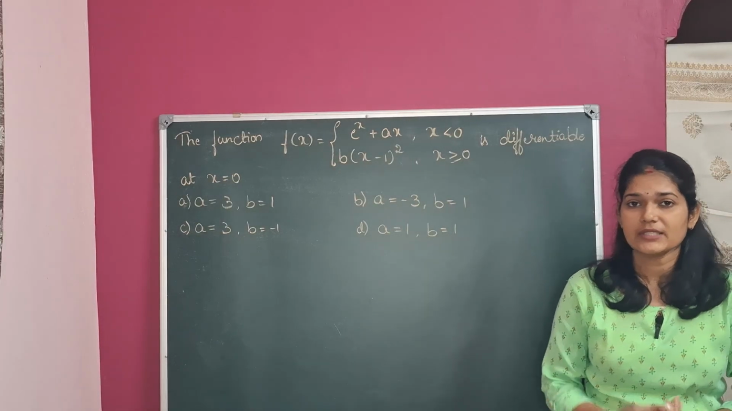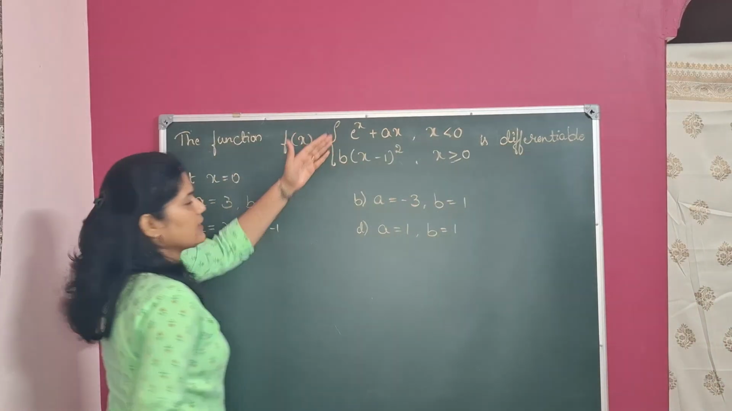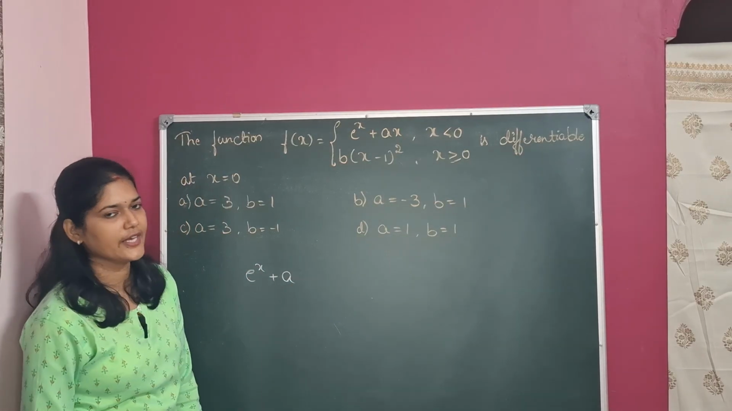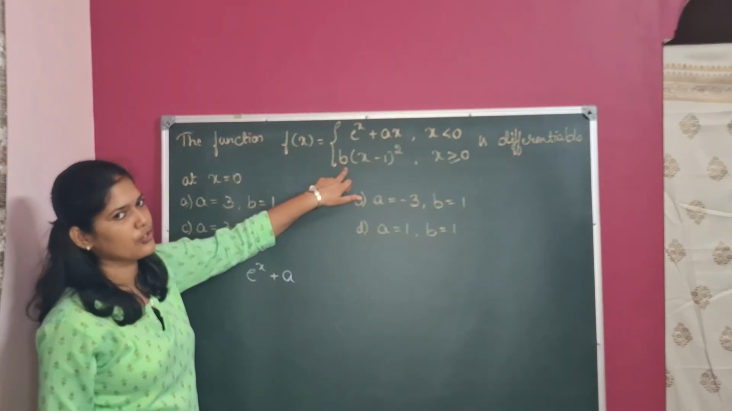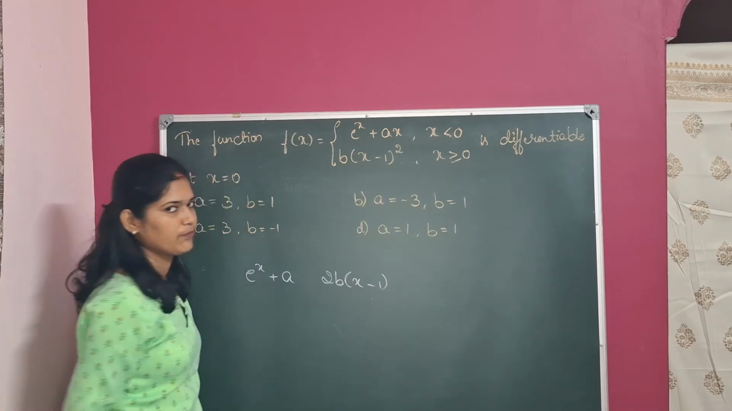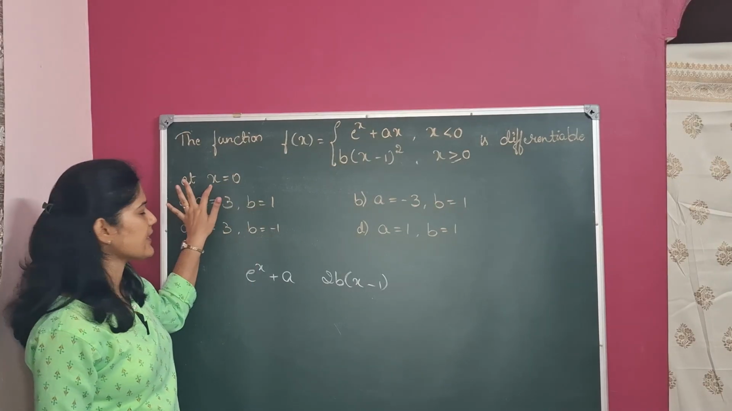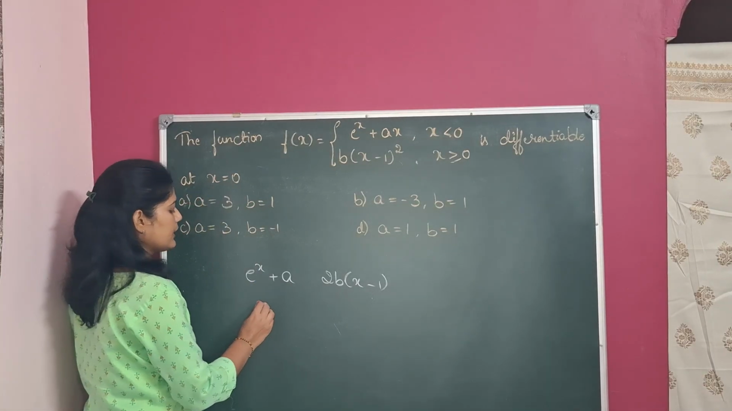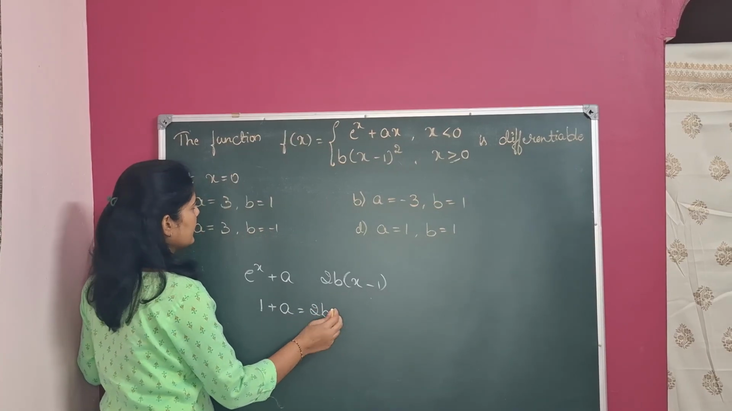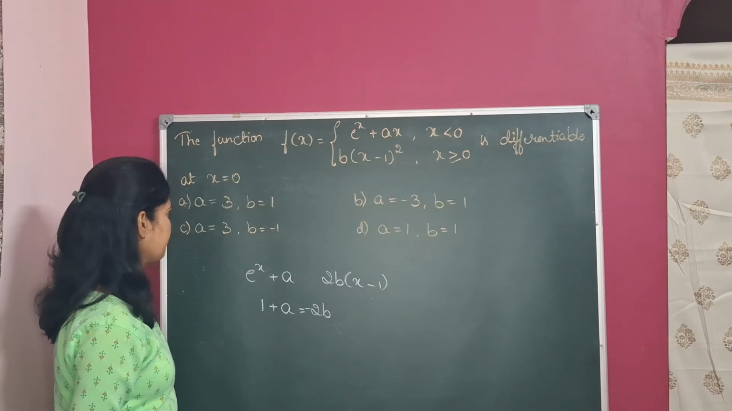The function is differentiable means left hand derivative must be equal to the right hand derivative. If we differentiate both the functions, it will be e power x plus differentiation of ax is a. Similarly, the differentiation of the second function will be 2b into x minus 1. This is left hand derivative as well as this is right hand derivative. We have to find at x equal to 0. If we substitute x equal to 0, e power 0 is 1 plus a, that is equal to 2b into 0 minus 1, that is minus 2b.